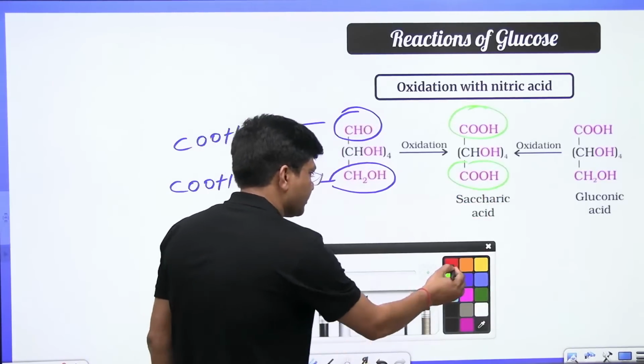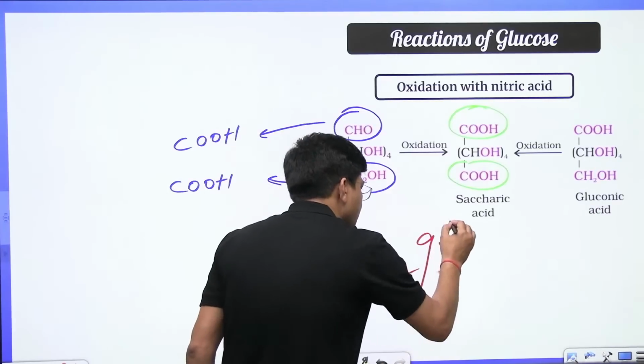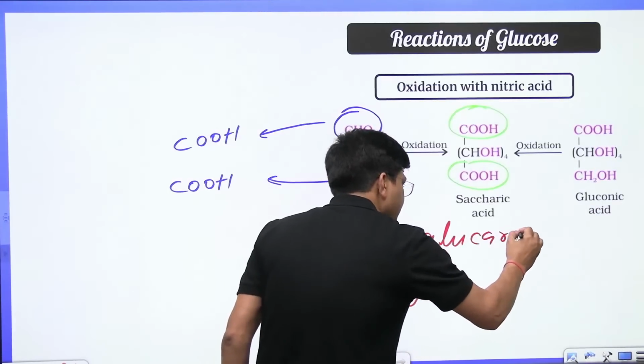Another name of saccharic acid is glucaric acid.